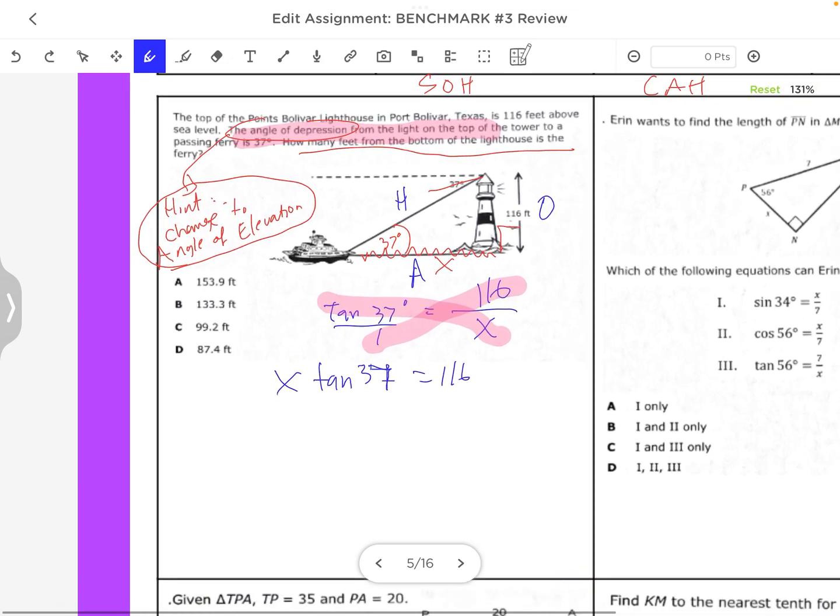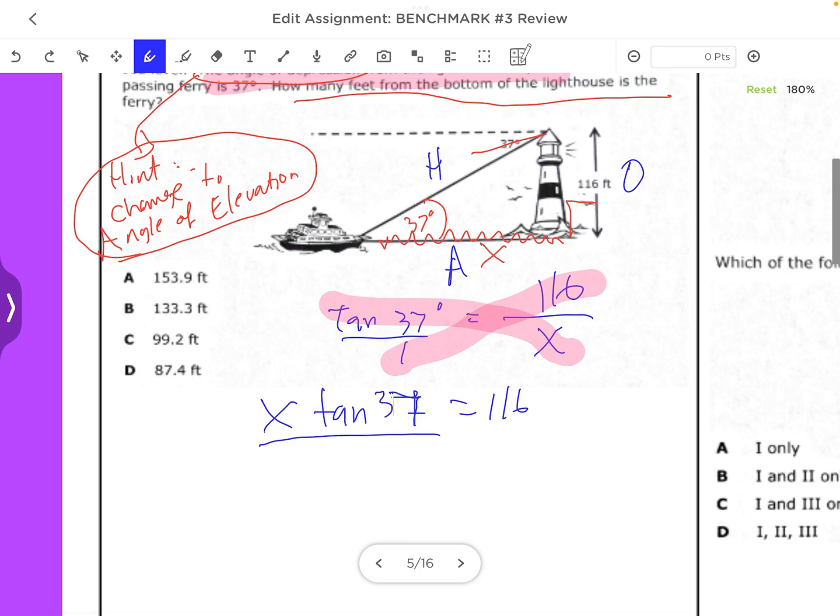Now think about what we're trying to do. We're trying to get x by itself, so we're not going to divide by 37. That would be a common mistake because then the tangent would just go away. We're going to divide by tangent 37 on both sides. So then I have x, and then let's type that into our calculator.